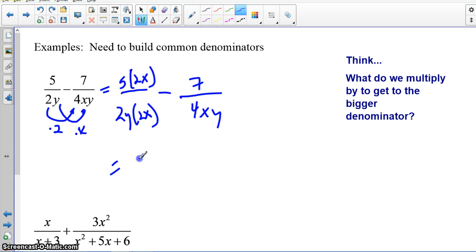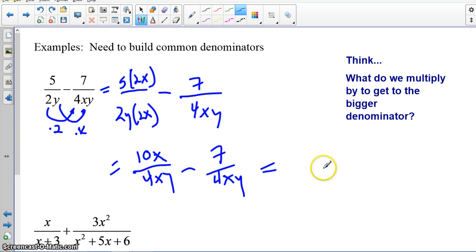And so then we get 10x over 4xy minus 7 over 4xy. And this is exactly like one of the problems from the previous page of notes we just did. We have common denominators. So once you have common denominators, that's the denominator it's going to have the whole time, unless you can simplify at the very end. So we have 4xy.